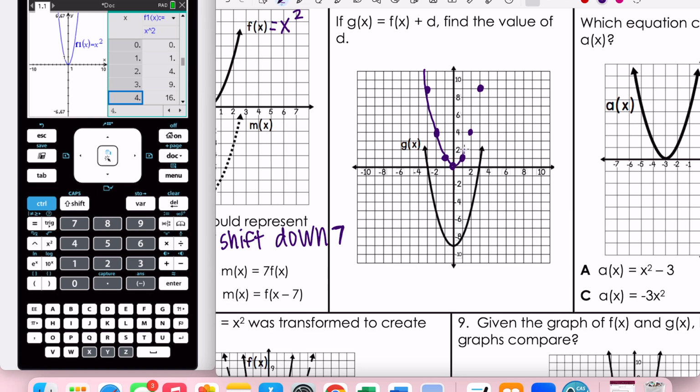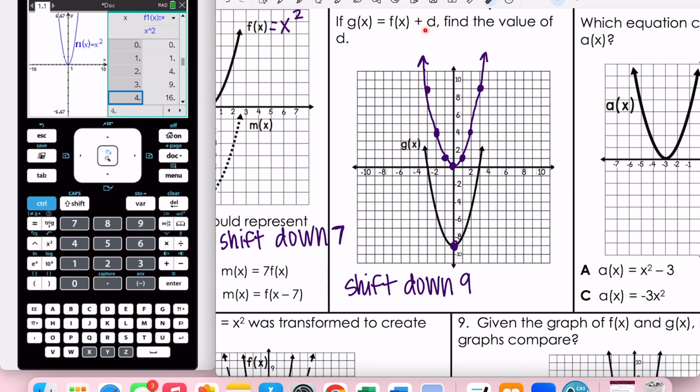Now, guys, really, when it comes to transforming your parent function, what you need to really look at, pay attention to is your vertex. So here I see that my vertex on my parent function is at the origin, and I see here that g of x has been shifted down by, this time, 9 units. So we know that a vertical shift is the value of k.